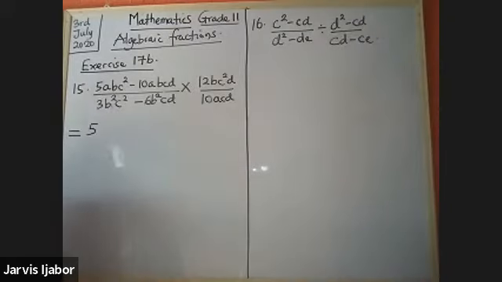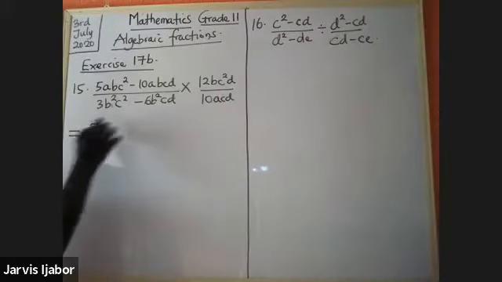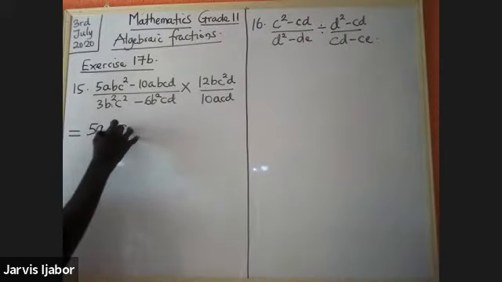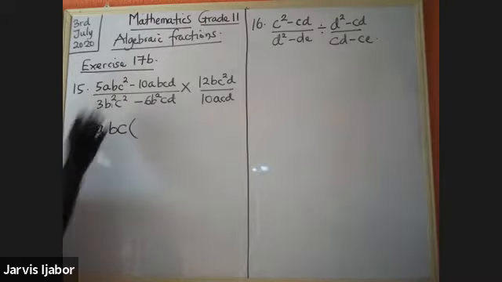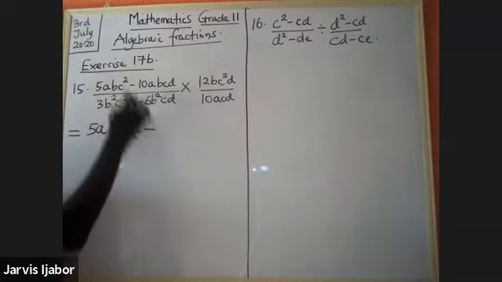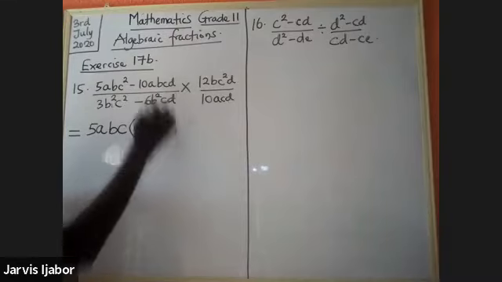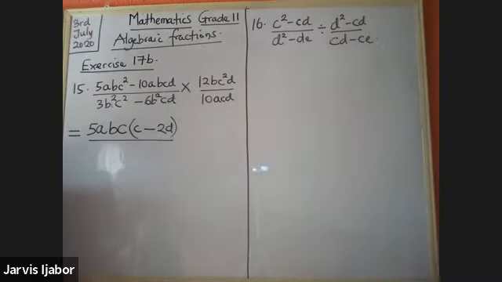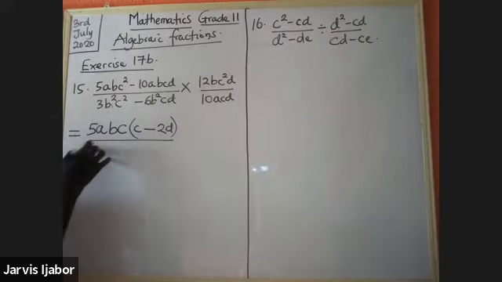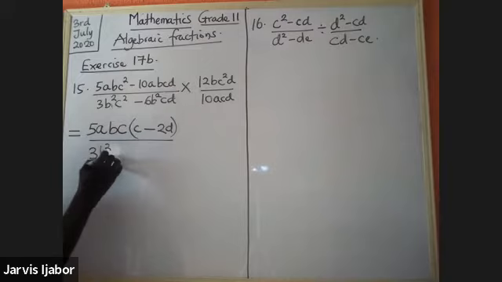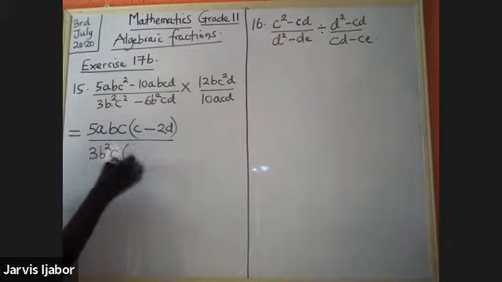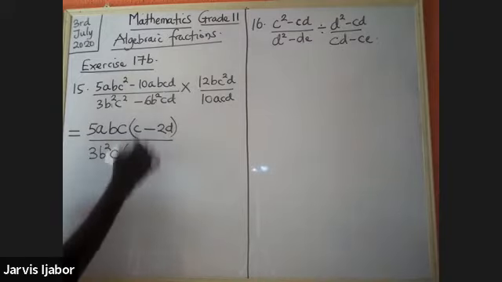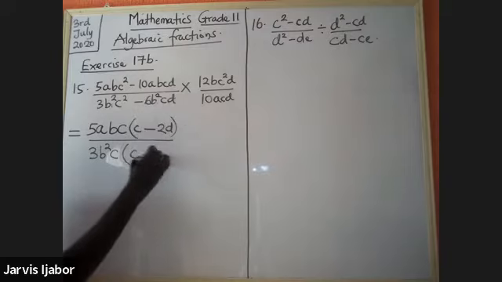I can pick A out. I can pick B. I can pick C. So what will be left? This will be C minus 2D. You have to be very careful when you're handling this one. I can pick 3 out. I can pick B squared out. I can pick C. I'll be left with C minus 2D.